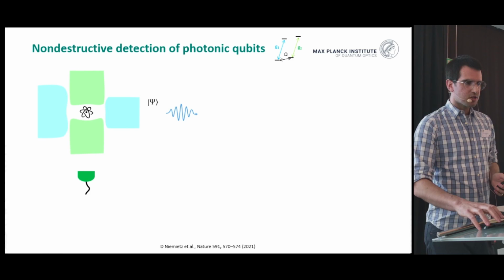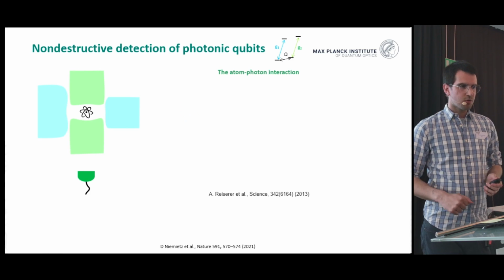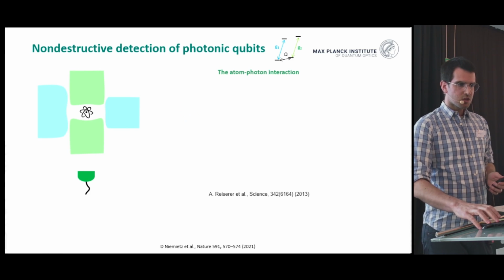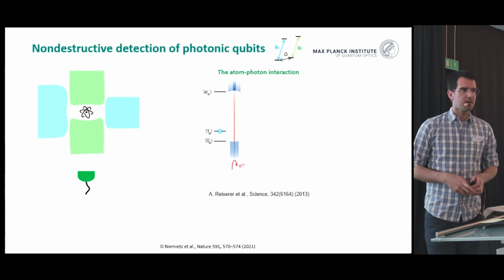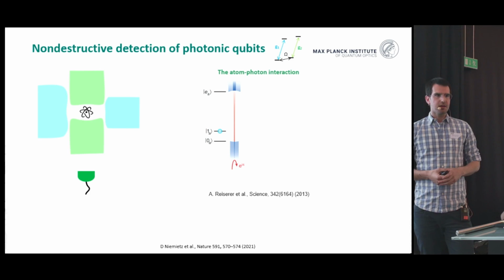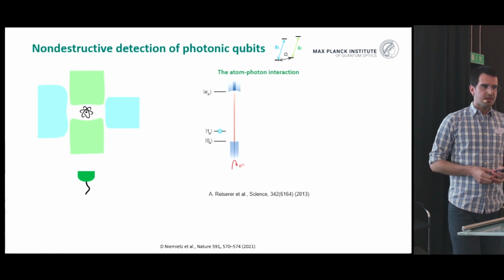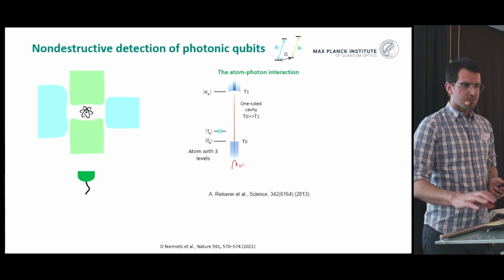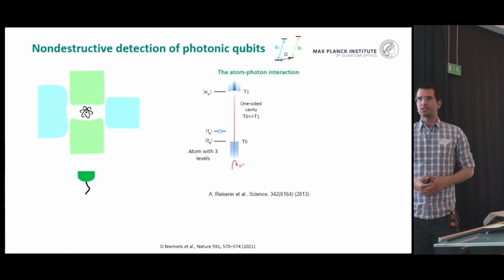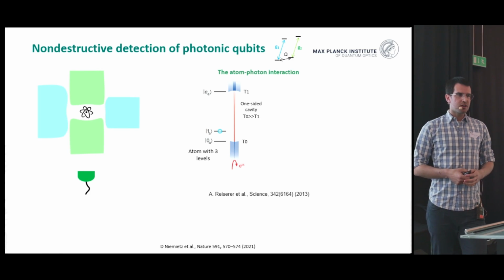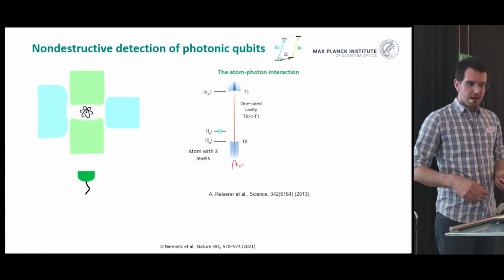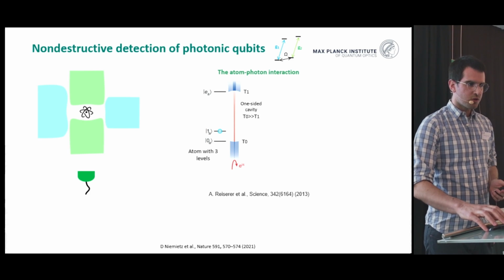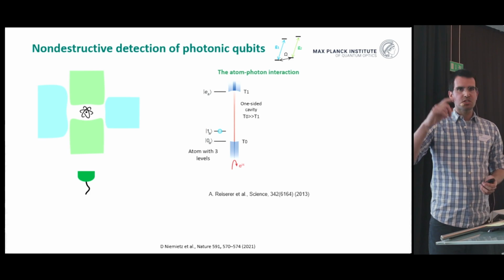So the way this interaction with the photonic qubit and the atom happens is the following. For this, we need an atom with two ground states and one excited state. And we need a cavity which is single-sided. So this means that the transmission of one of the mirrors is much higher than the transmission of the other mirror. In this situation, when a photon enters the cavity, it bounces back and forth.